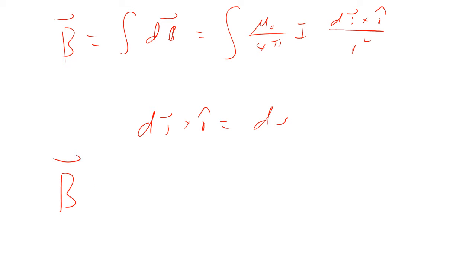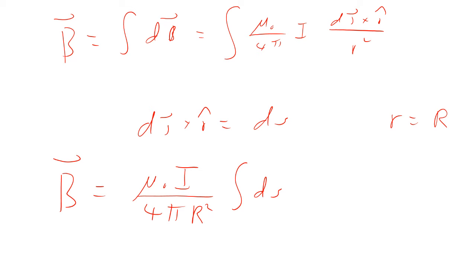So the B, we got mu naught I over 4 pi. Now the r is just going to be the radius of the arc. Well, since it's a circular arc, that's constant, so that comes out of the integral, and so this is just going to be integral ds. Well, integral ds is just s. That's the distance around that arc.